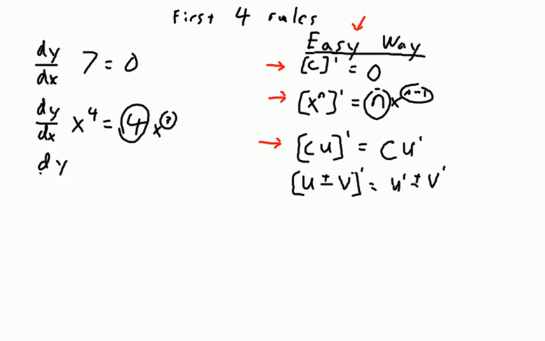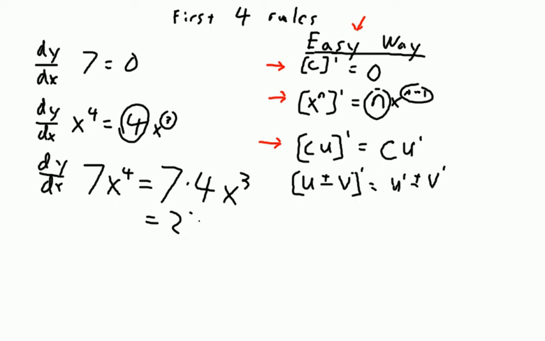dy dx of, well, let's do the above example. 7 times x to the 4th. The 7 stays there. The 4 comes down, and the exponent is decremented by 1. Now, of course, you would want to simplify that for your instructor and for the auto grader. 28x to the 3rd. No problem, right? Okay. Now let's see the last one here, which sort of puts it all together.